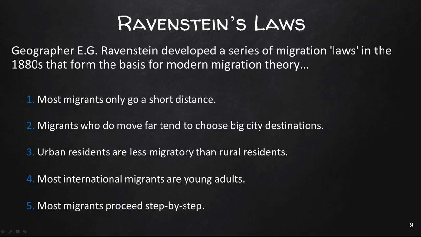Migrants who do move far tend to choose big city destinations. Why do you think that is? Employment opportunities is probably the biggest driving factor there. Urban residents are less migratory than rural residents. The general trend has always been moving from rural to urban, and the reason for that is for economic job opportunities. So once you're in the urban area, you're less likely to move to a rural area where there's less job opportunities. Most international migrants are young adults.